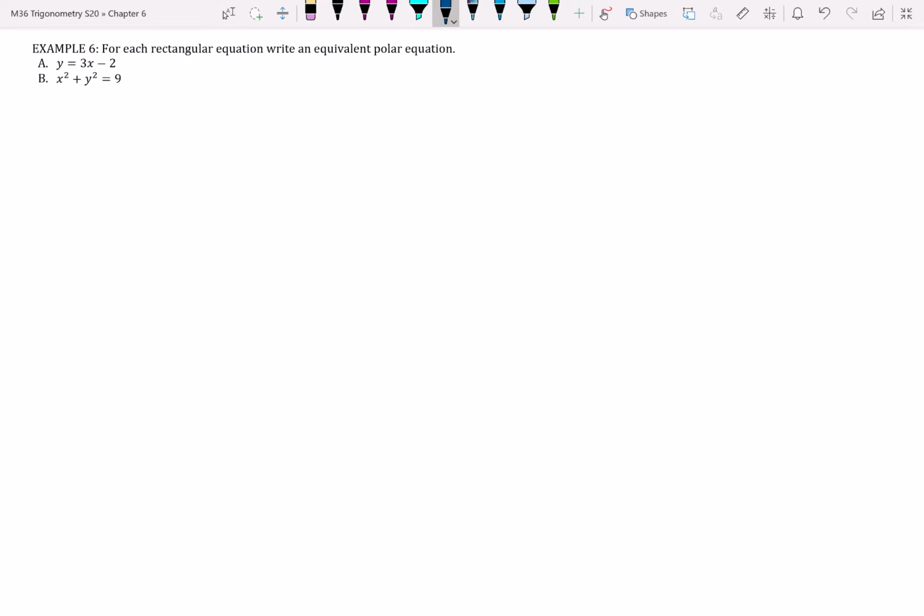Okay, so here we go. Let's try A. Again, we don't want to have any x's or any y's. Let me just remind you of the different conversions that we can use. Remember, x squared plus y squared is equal to r squared. We also know that x is equal to r cosine of theta, and y is equal to r sine of theta.